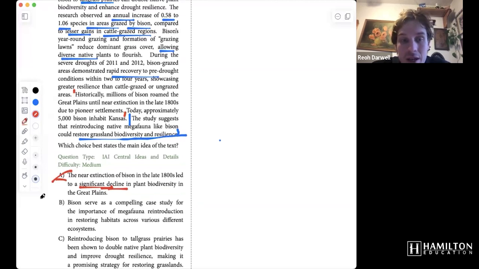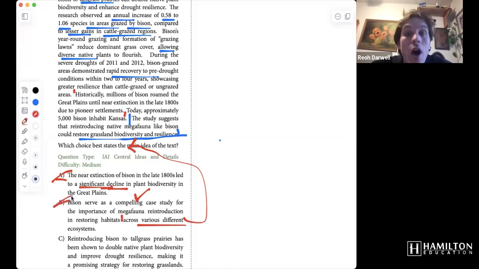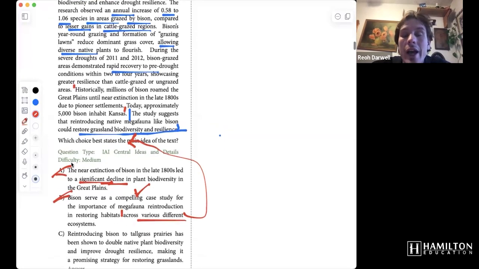All right. B, here we have a really good answer choice until we see one word. Okay. Bison serve as a compelling case study for the importance of megafauna reintroduction in restoring habitats. Okay, up till there, that's great, right? But why is B wrong? Across various different ecosystems, which is a little bit redundant there, but I just wanted to make it clear. All right. Why do we know that's wrong? We're talking about the grasslands. Is it going to be good to reintroduce megafauna to the desert? We don't know, according to this passage. This passage doesn't dictate that whatsoever.